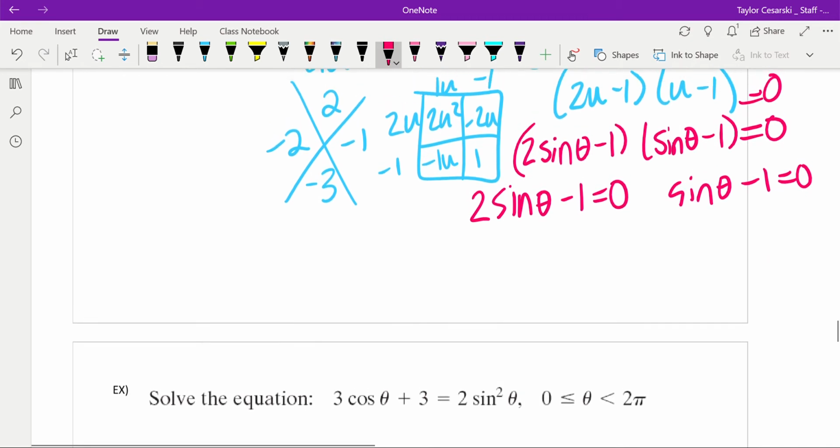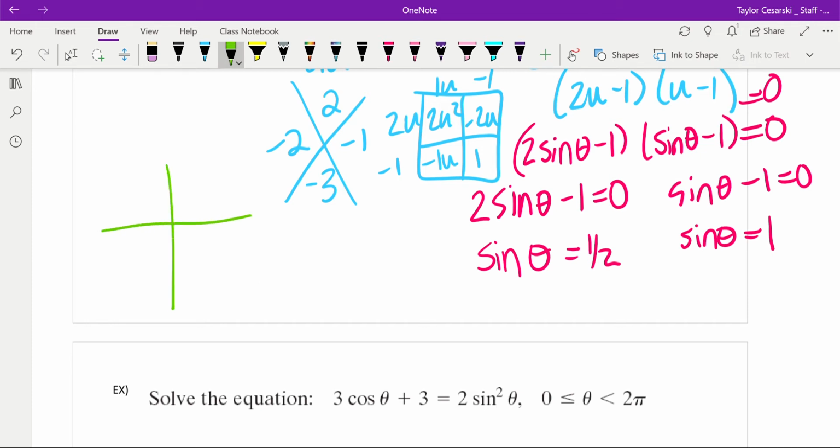And then I'm just going to solve. So this one ends up being sine of theta equals 1/2, and then sine of theta equals 1. Okay? Alright, so I need to find out where each of these things happen. So I'll start with sine of theta equals 1 because that one's probably the easiest. So sine of theta equals 1, where does y equal 1? That's at pi over 2.